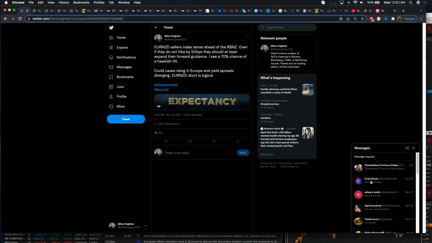You can see this is from 18 hours ago, November the 23rd, 5:54 p.m. So it's before the RBNZ meeting, and I said, look, Euro New Zealand dollar sellers make sense ahead of the RBNZ. Even if they do not hike by 50 basis points, they should at least expand their forward guidance. I see a 70% chance of a hawkish tilt, with COVID cases rising in Europe and yield spreads diverging. Euro New Zealand dollar short is logical.